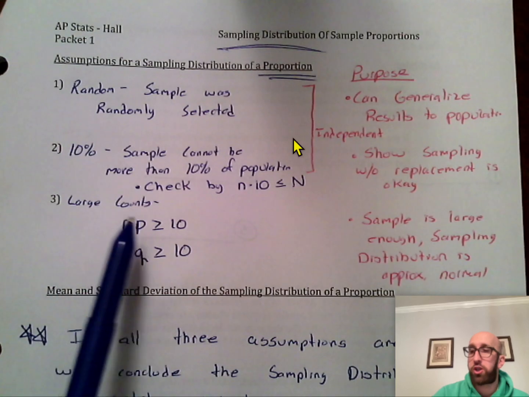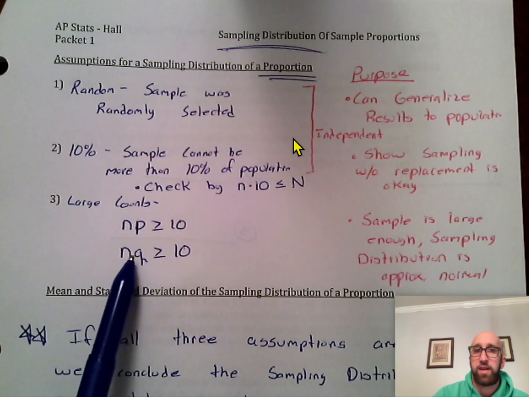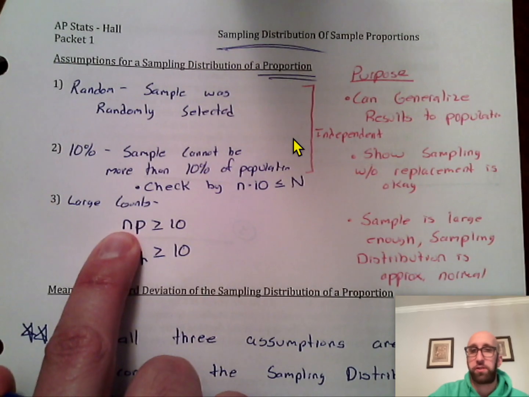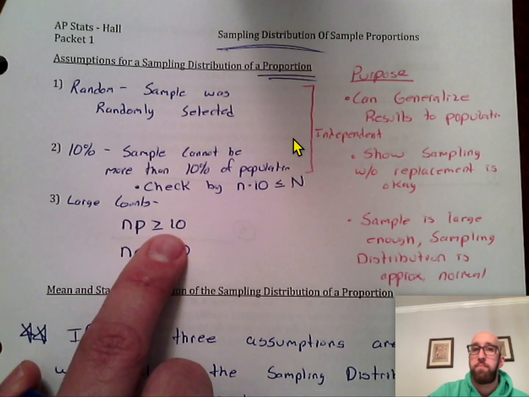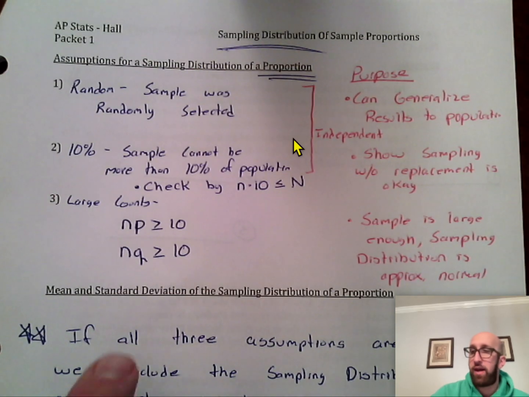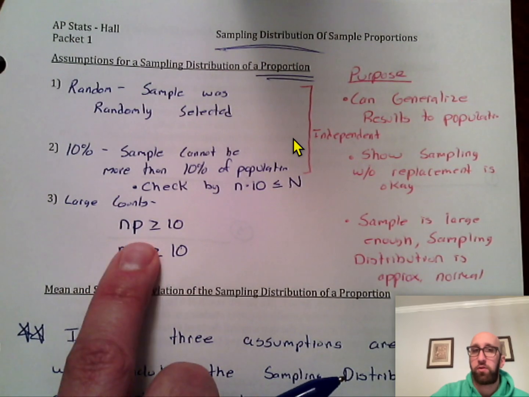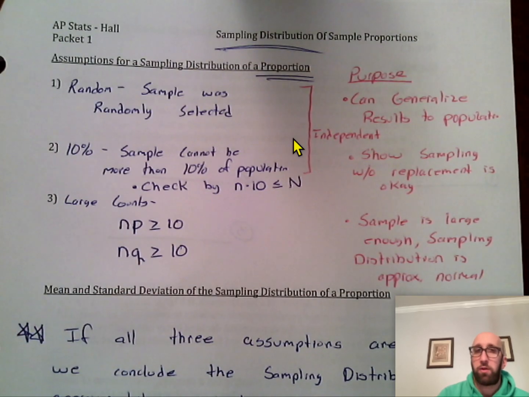The third thing is large counts. What we're going to do is n times p and make sure that's greater than or equal to 10, and n times q and make sure that's greater than or equal to 10. So here, n is our sample size. We're going to take our sample size and multiply it by p. P is our population proportion. So n times p, make sure that number is greater than or equal to 10, and then take n times q. Q is like the anti-p. Q is like 1 minus p. So if p is 25% or 0.25, q is going to be 75% or 0.75. So np and nq both need to be greater than or equal to 10.